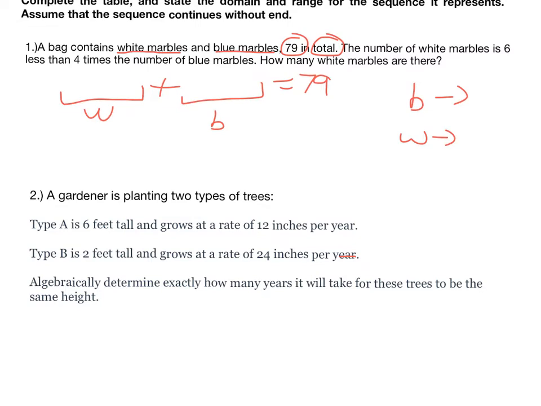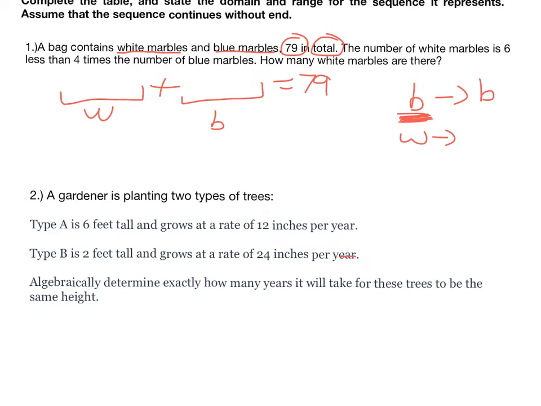So when we do these types of problems, I told you in class to scan the problem and look for what you know absolutely nothing about. If you read this problem, it says the number of white marbles is 6 less than 4 times the number of blue marbles. So we know something about the white marbles. We don't know anything about the blue marbles. And when we don't know the value of something, we use a variable. In this case, because we're dealing with blue marbles, I'm going to use the variable b.